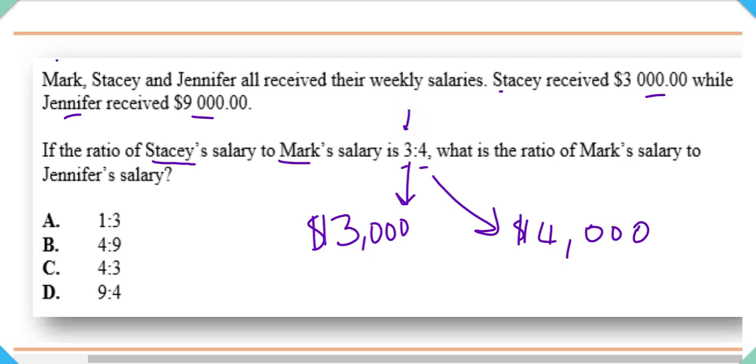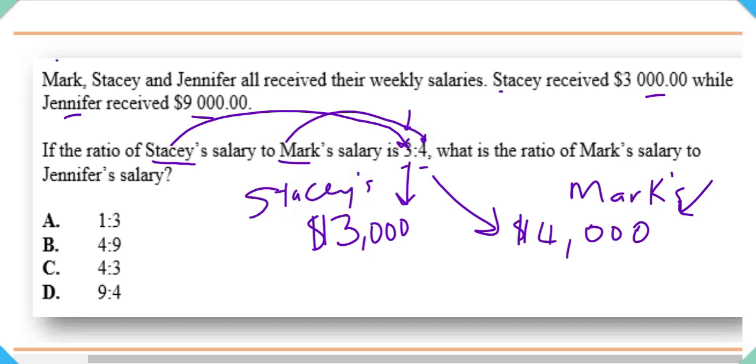this is showing 3 portions. $3,000 divided by 3 is 1,000. So it means that 4 portions would be 4,000. 1,000 times 4, 4,000. So Mark's salary is 4,000. This is Mark's salary. Again, we know that this is Mark's salary because of the order in which the ratio was mentioned. Stacy's salary to Mark's salary is 3 to 4.